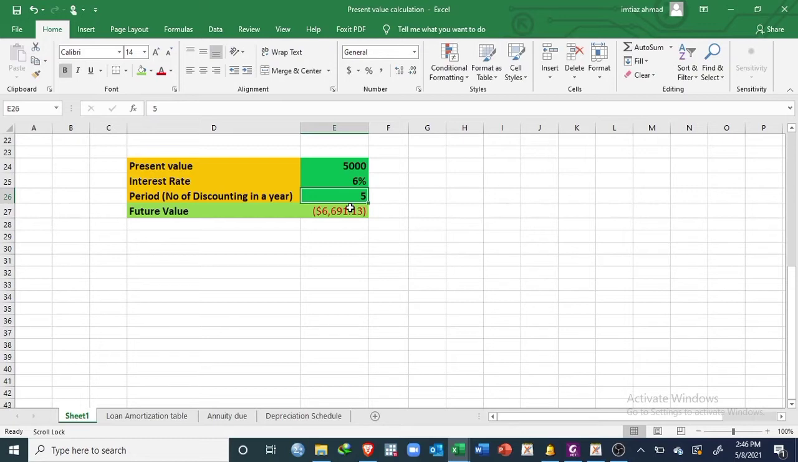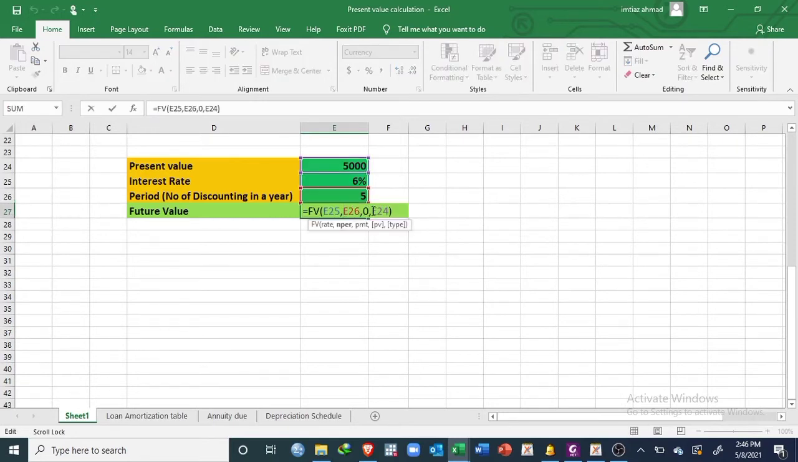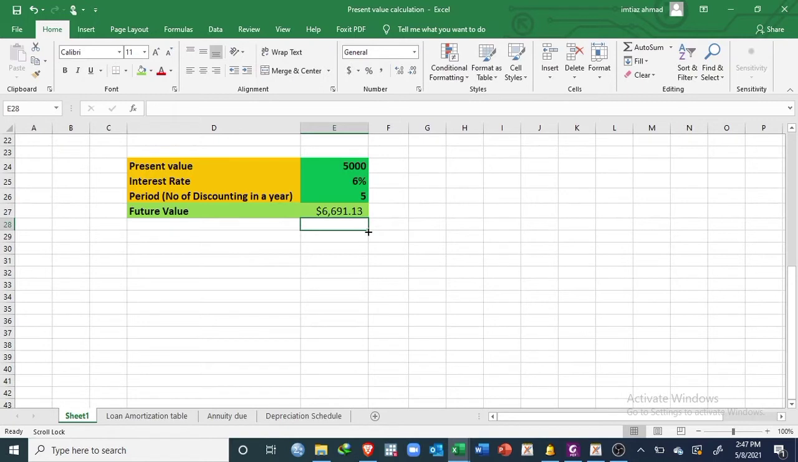If you want to convert into positive value, positive number, you have to double click on this amount. Put the negative sign before the present value, that is E24 cell number. Press enter button. Now the negative amount is converted into positive amount, showing the future value of inflows rather than outflows.